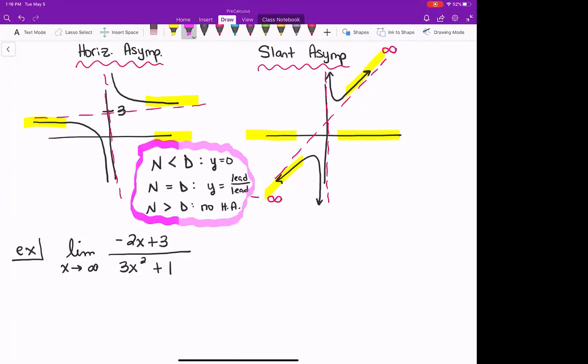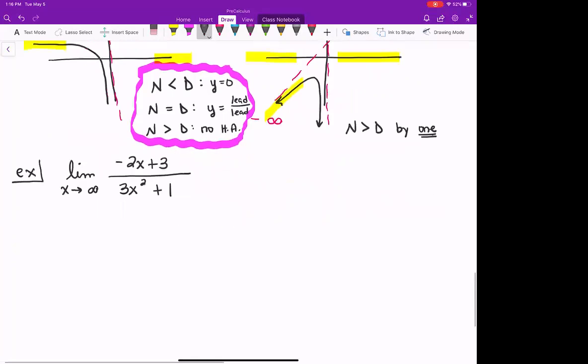When it came to a slant asymptote, you only had a slant asymptote if the degree of your numerator was bigger than the degree of your denominator by 1. And if you had a slant asymptote, then your limit still wouldn't exist anyway because you're heading off to infinite values. So keeping that in mind, I look at this one.